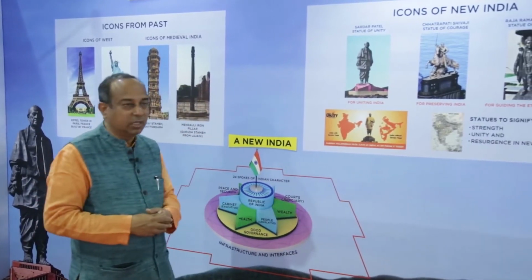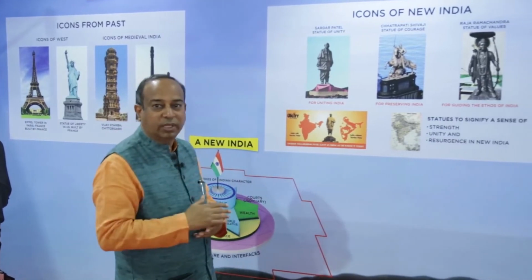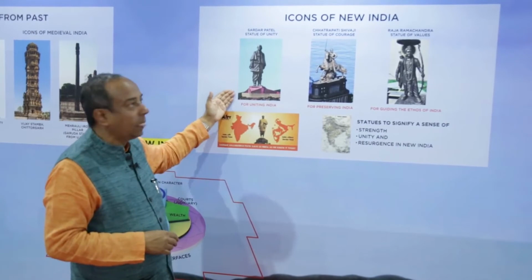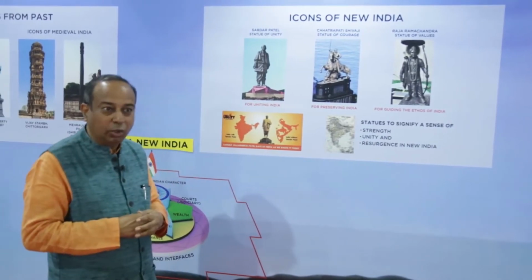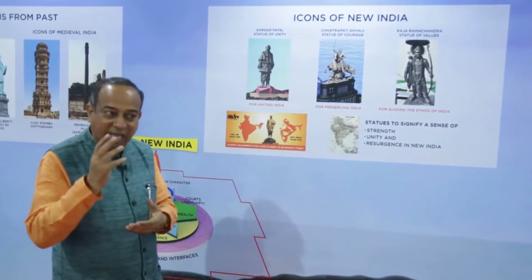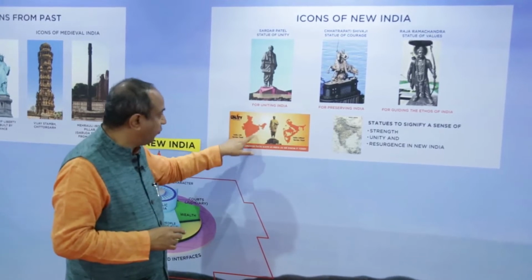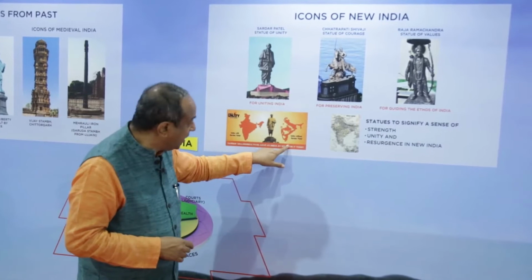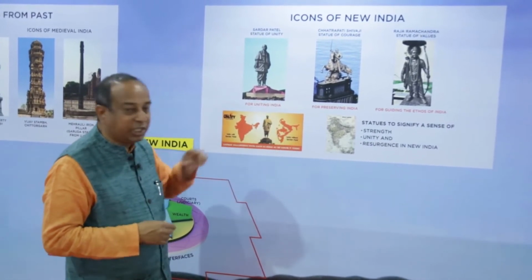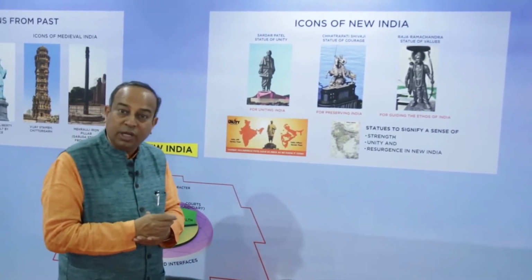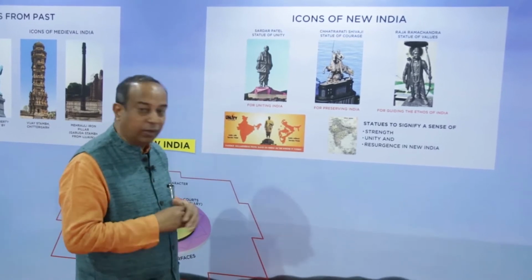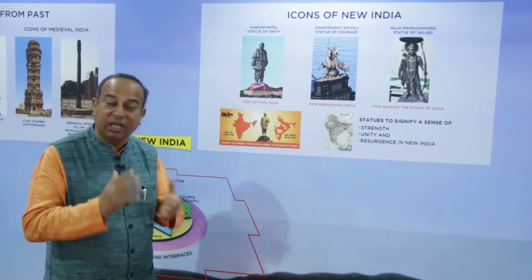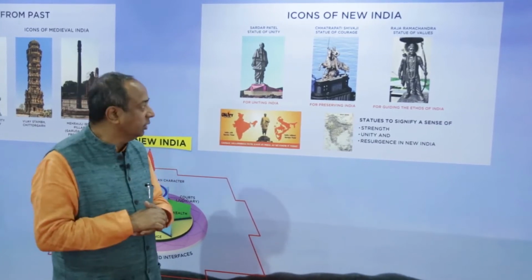In that sequence, the first one to come is the Statue of Unity of Sardar Vallabhbhai Patel, who unified India and gave us the political map of India that we have today. If not for Sardar Vallabhbhai Patel, this would have been the dismembered shape of the Union of India. So it was he who gave shape to the land, the country that we call India today so proudly.